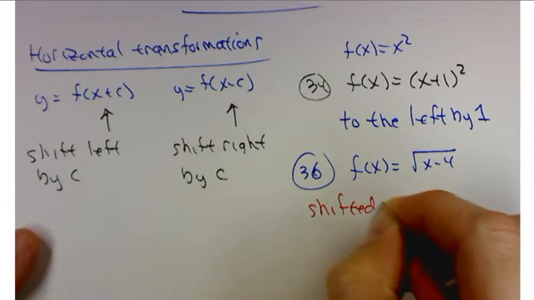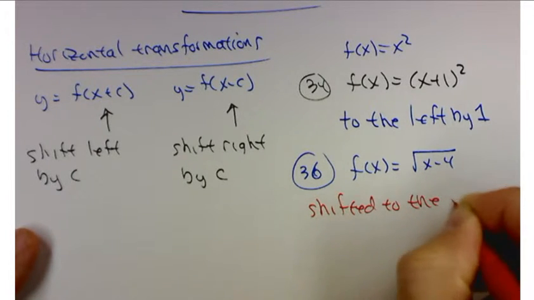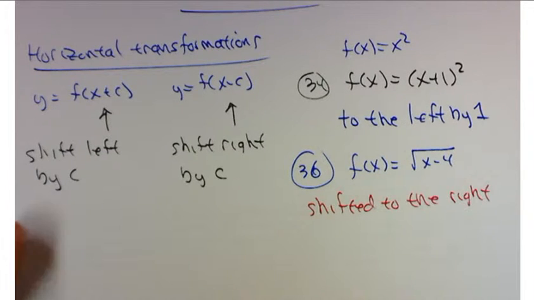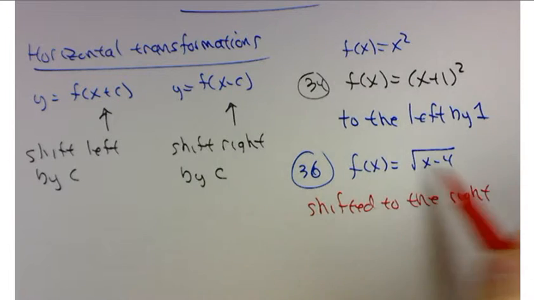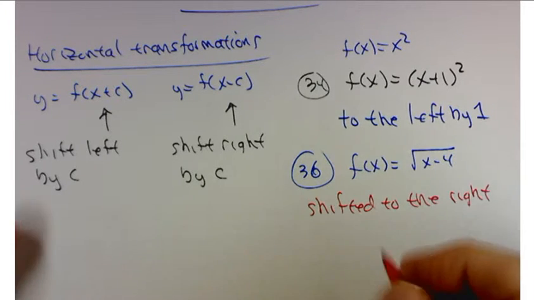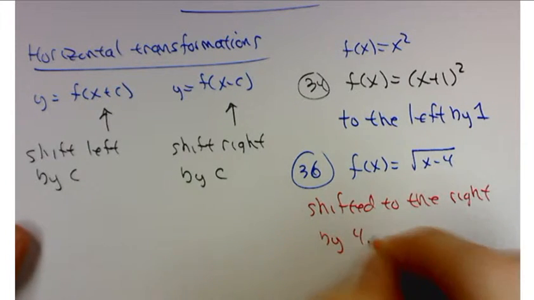If there was a negative on the outside, that's going to cause a flip in the graph. But it's not going to affect the way it's shifted. So shift to the right by 4.